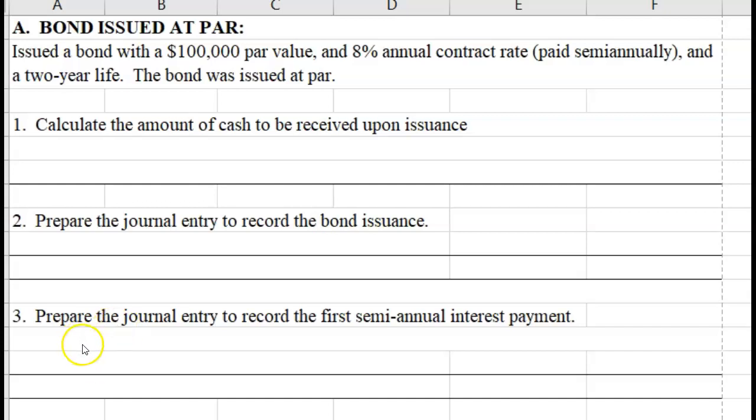Let's work an example. Issued a bond with a $100,000 par value and 8% annual contract rate. Interest is paid semi-annually, and the bond has a 2-year life. The bond was issued at par. Calculate the amount of cash to be received upon issuance.